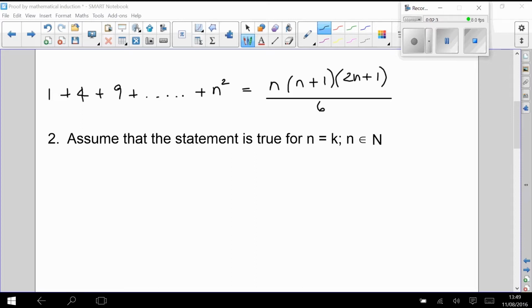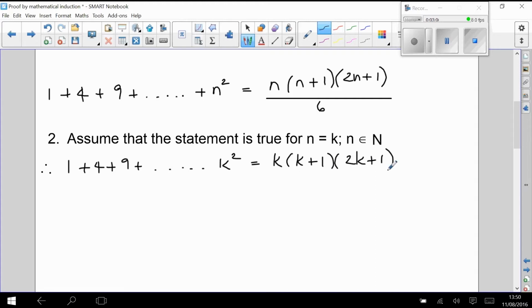In the first part of our assumption, which is the first part of induction, I must prove that the statement is true for n is equal to k. Do you remember what we did before? All we did was we took the n's and we replaced them with a k. In other words, I'm going to assume that 1 plus 4 plus 9 all the way up to k squared is going to be found by taking k, timesing it by k plus 1, by 2k plus 1, and dividing it by 6. Now we've finished the first part of our induction.